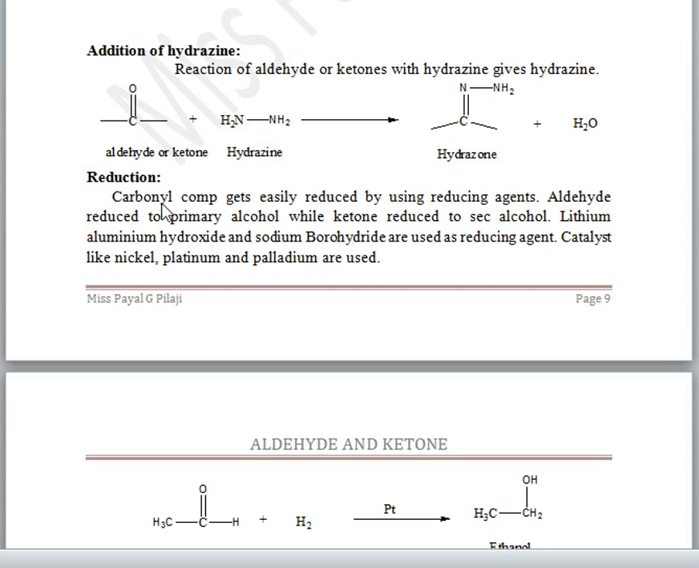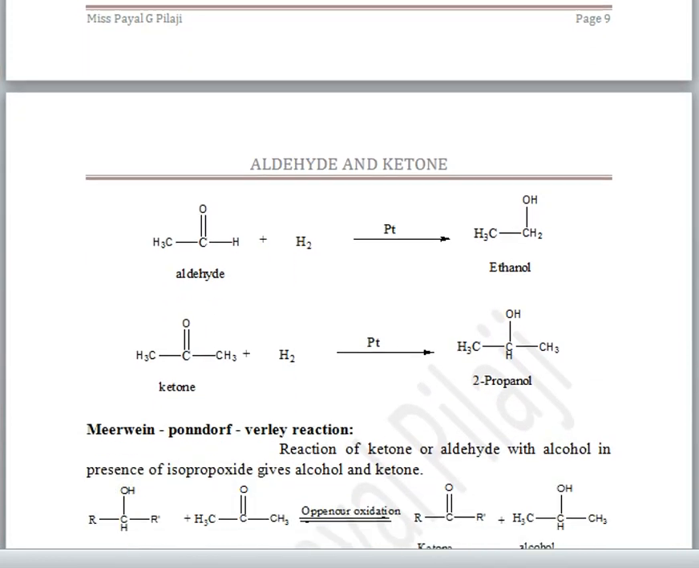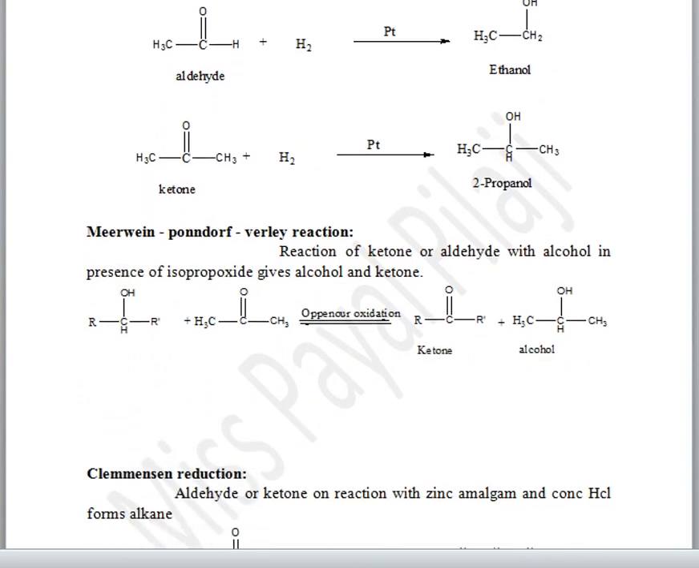Next reaction is reduction. Carbonyl compounds get easily reduced by using a reducing agent. The aldehyde is reduced to a primary alcohol, while the ketone is reduced to a secondary alcohol. Here the reducing agents used are lithium aluminum hydride and sodium borohydride, in the presence of catalysts nickel, platinum, palladium. So firstly, aldehyde undergoing reduction by a reducing agent gives ethanol. When a ketone undergoes reduction in the presence of a catalyst, it gives 2-propanol.